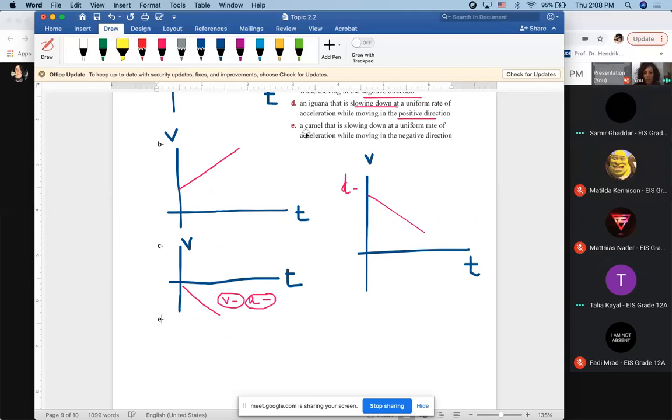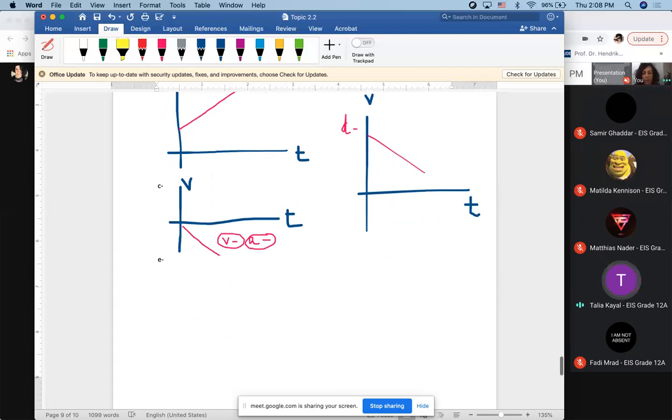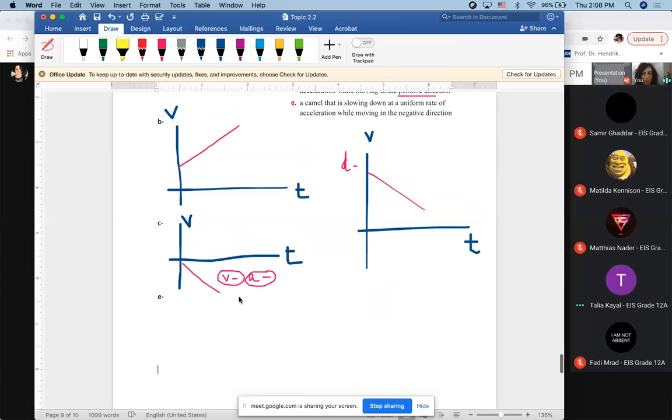A camel that is slowing down at a uniform rate of acceleration while moving in the negative direction. But you did it right. And now I want Samir to do part E. So Samir, let's read it again.